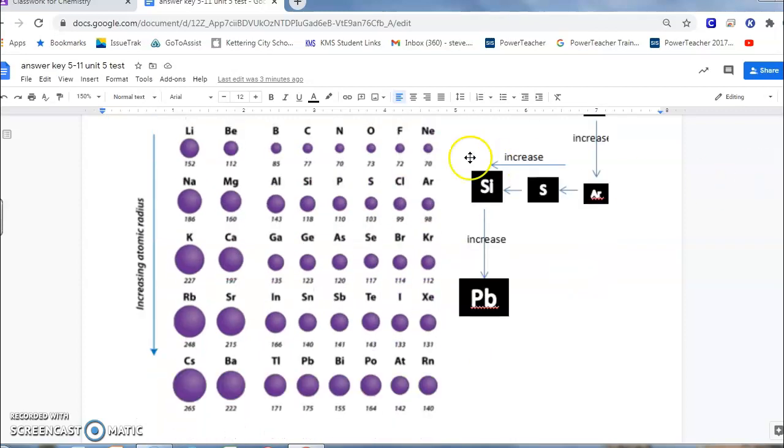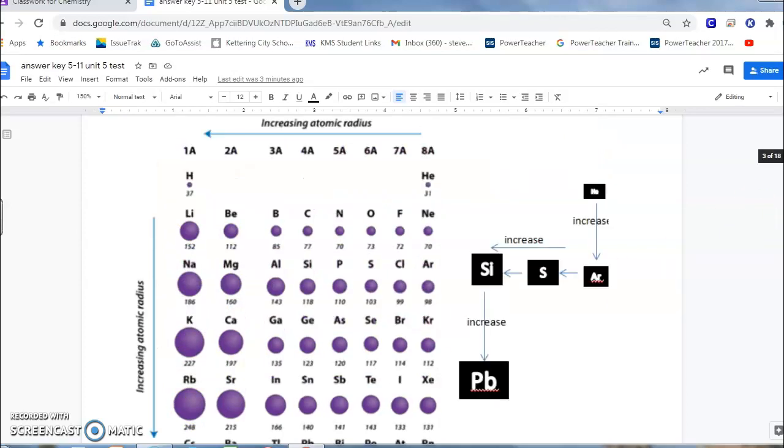Top to bottom, what happens to the radius? They get bigger. Why? Every time we go down another row or period, we're adding on another level, another story to the building. So the first row has 1 story, second row has 2 stories, third row has 3 stories, fourth row has 4 stories, and so on.